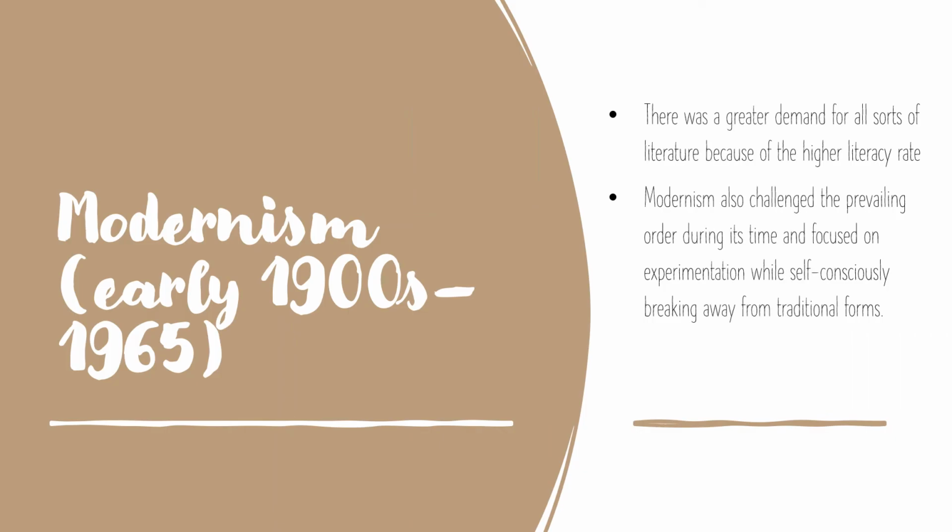Next period is the Modernism period. This was in the early 1900s to 1965. So the First World War caused the formation of a new literary movement. There was a greater demand for all sorts of literature because of the higher literacy rate, which was quickly supplied by the popular press. Modernism also challenged the prevailing order during its time and focused on experimentation while self-consciously breaking away from traditional forms.